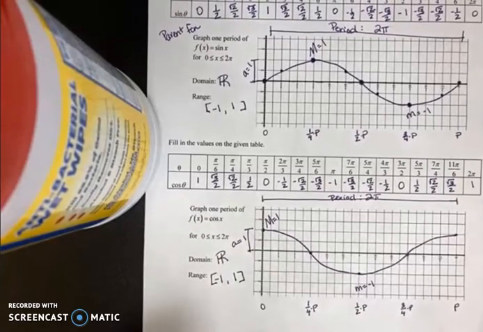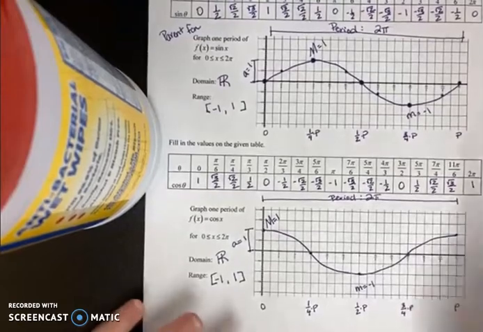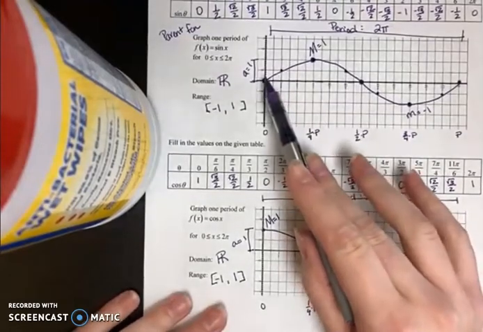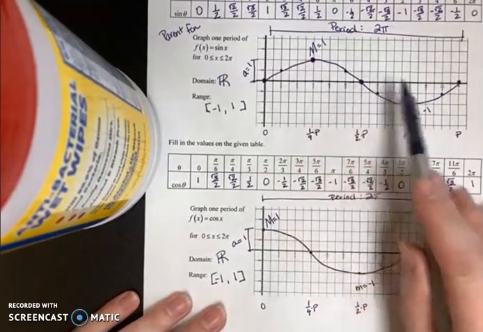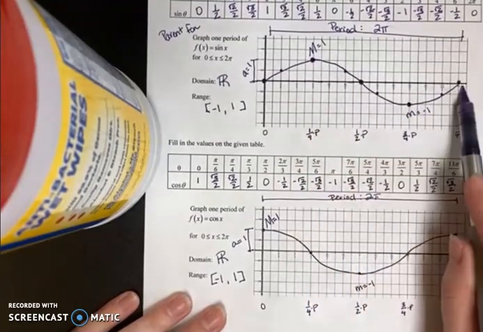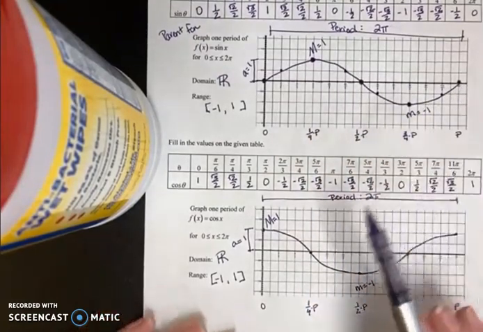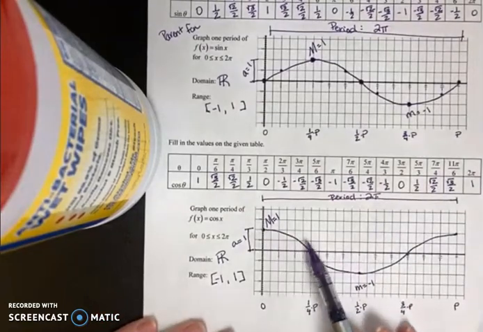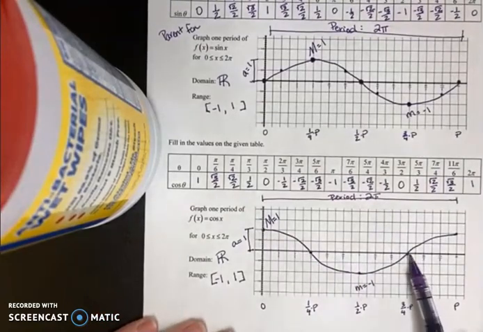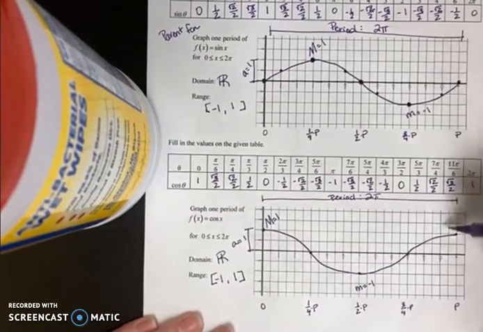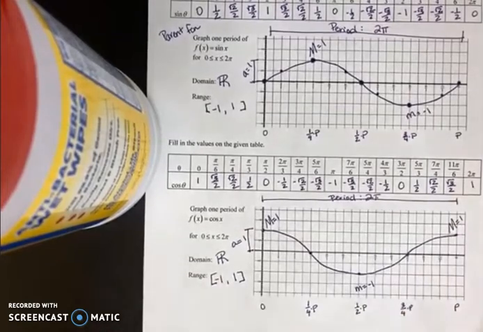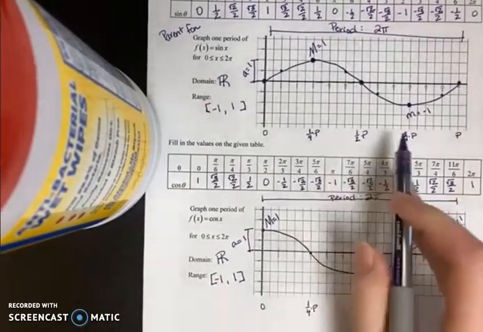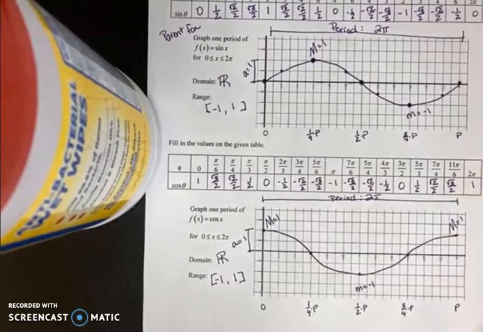Once again, I want to reiterate the patterns. So for sine, the pattern is the origin, max, x-axis, min, x-axis. For cosine, it's max, x-axis, min, x-axis, max. So we have 2 maximums and 1 minimum in cosine, and then 1 max and 1 min in sine.